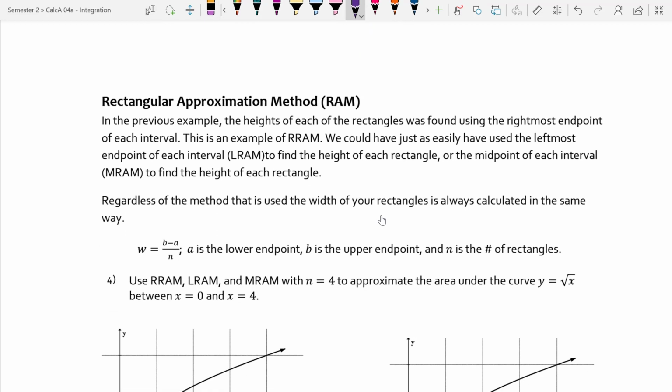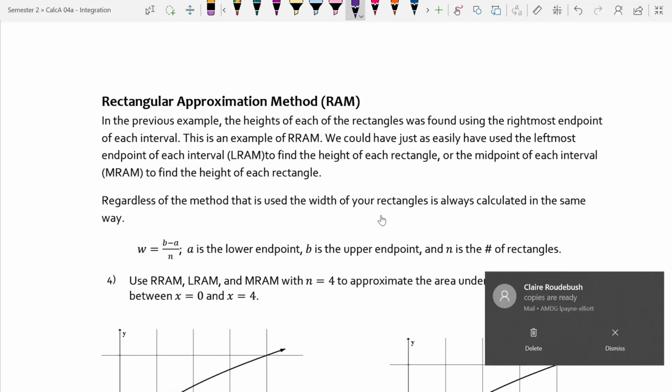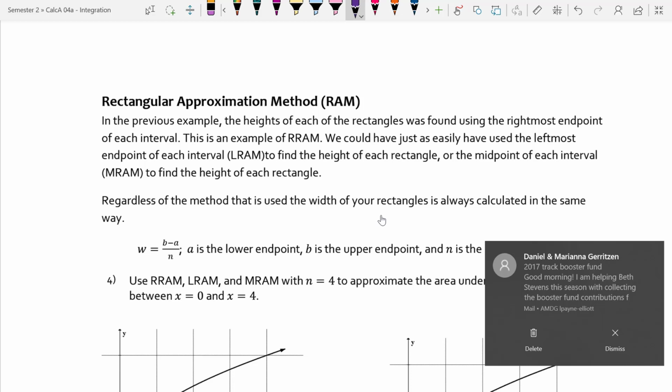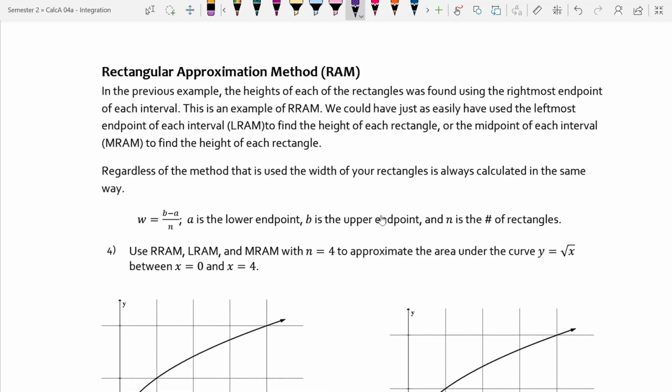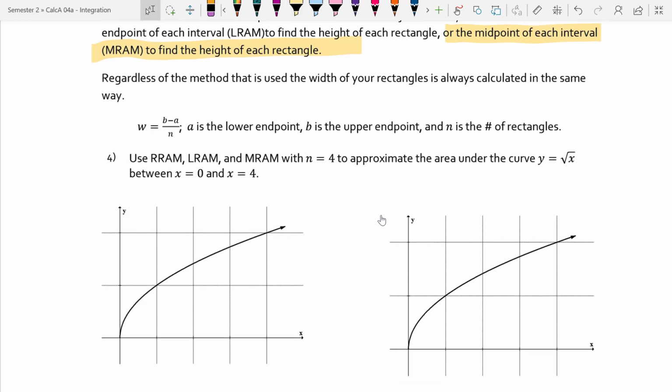So in the previous example, the heights of each rectangle were found by using the rightmost endpoint of each interval. Sorry, that is an example of RRAM, and we did the LRAM too already. I probably need to modify this text here a little bit to include that. The last one that we haven't done is where we use the midpoint of each interval, and that's called MRAM. And I want to do that on the next of the next two examples.